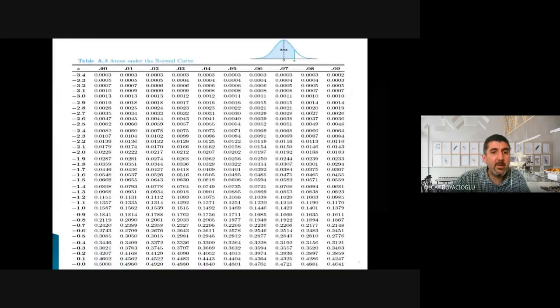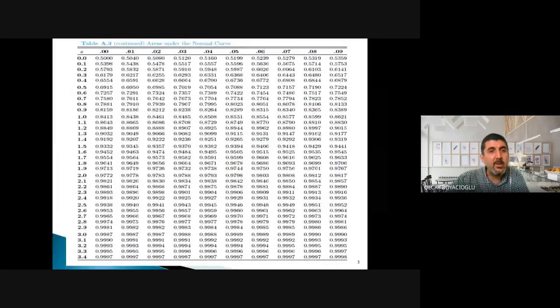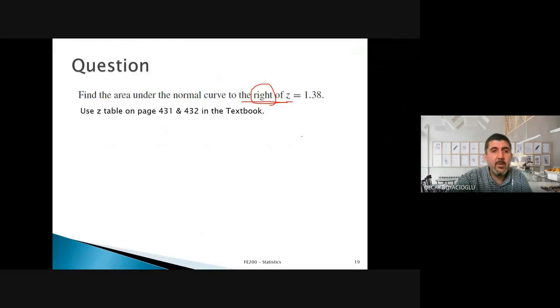This is the negative page. This is the positive page. Our z-score was 1.38. Let's find out. This is 1.3, and I need a 0.8 also. This is a 0.8. So I have 1.38. Where are we? So let's just continue. Here it is. This is the value that I'm looking for. 91.62.